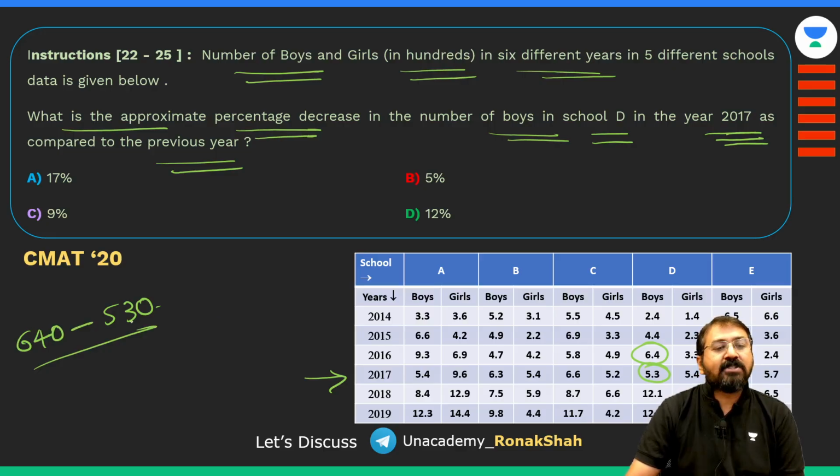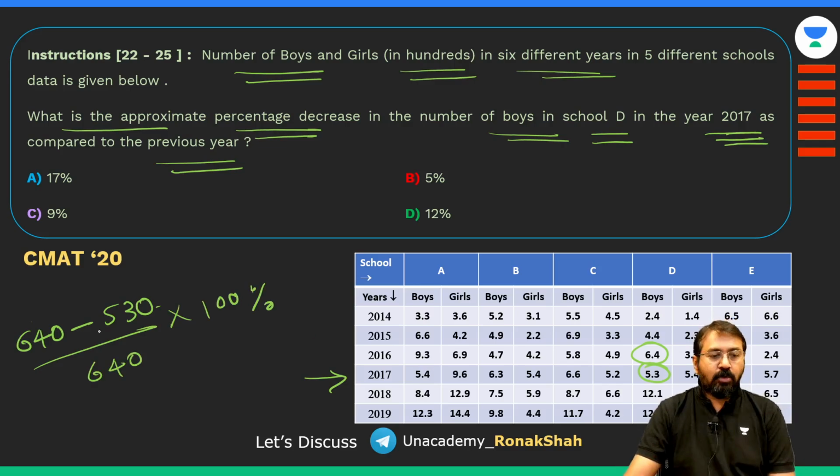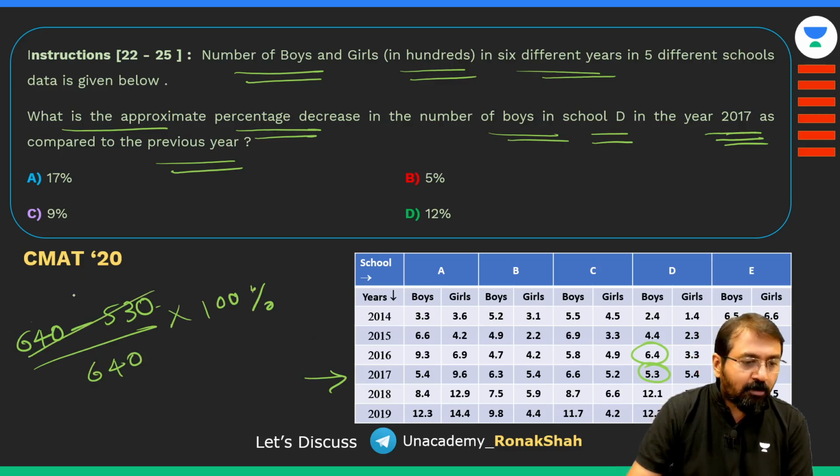So we need to find out the percentage change. Okay, so initial value, final value upon initial value, that is 640, into 100. So this is how we can do it. Okay, so this is nothing but how much? We can say 110 over 640.